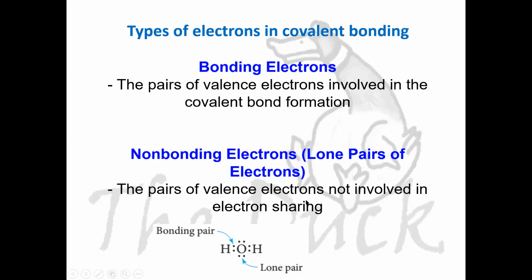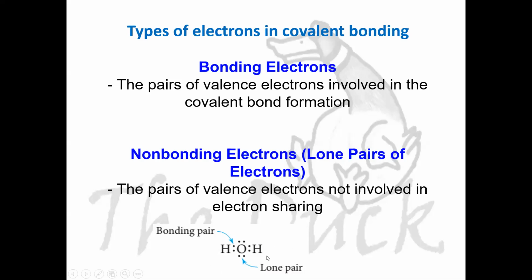Then the pairs of valence electrons that are not involved in electron sharing in bonding are the ones we call the non-bonding electrons, or the lone pairs of electrons. They are not involved in electron sharing. They are not involved in bond formation.